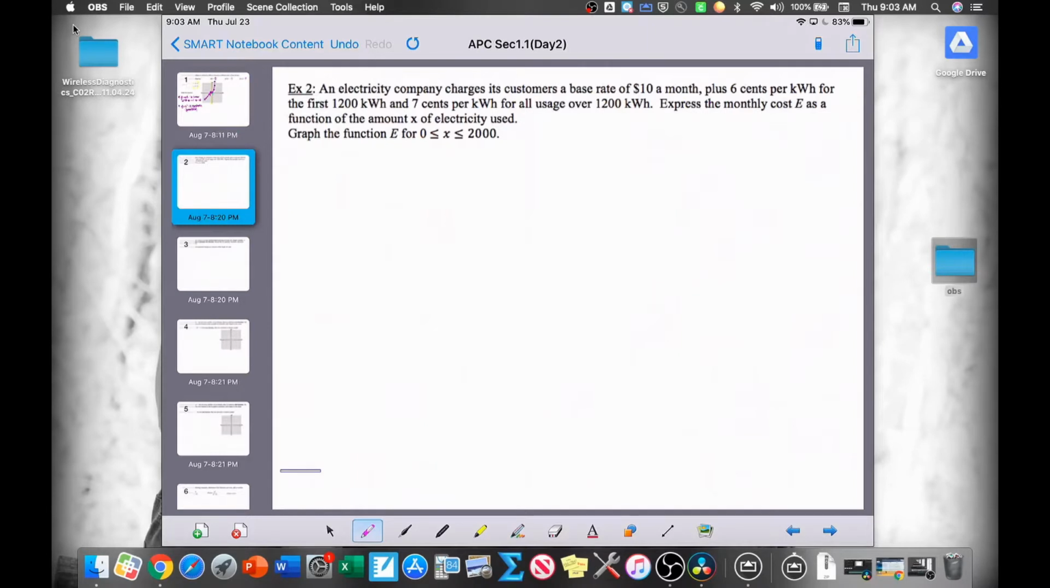All right, so now we have another situation where we're going to have a piecewise function, but we have to write the function this time based on the information that they give us. So example 2 says, an electricity company charges its customers a base rate of $10 a month plus 6 cents per kilowatt hour for the first 1,200 kilowatt hours, and then 7 cents per kilowatt hour for all usage over 1,200 kilowatt hours. Express the monthly cost E as a function of the amount X of electricity used.